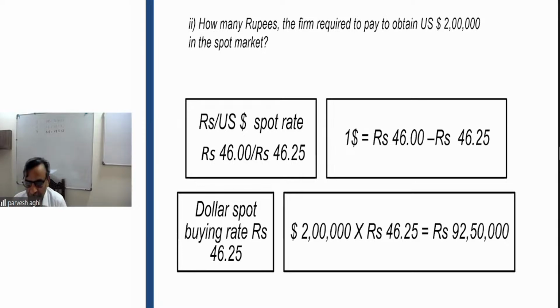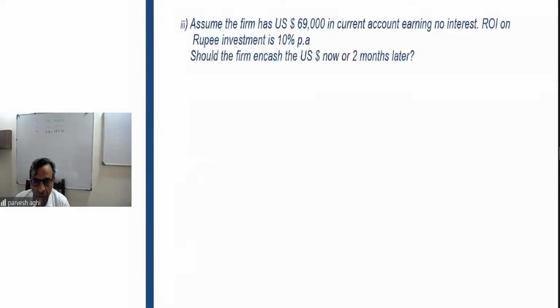Ask rate to buy dollars. That's right, so 46.25. This is a normal quote, when you go to the market and want to purchase $2 lakh. You want this $2 lakh, so you should have 92,50,000 to purchase $2 lakh. That's it. Okay. The third one.